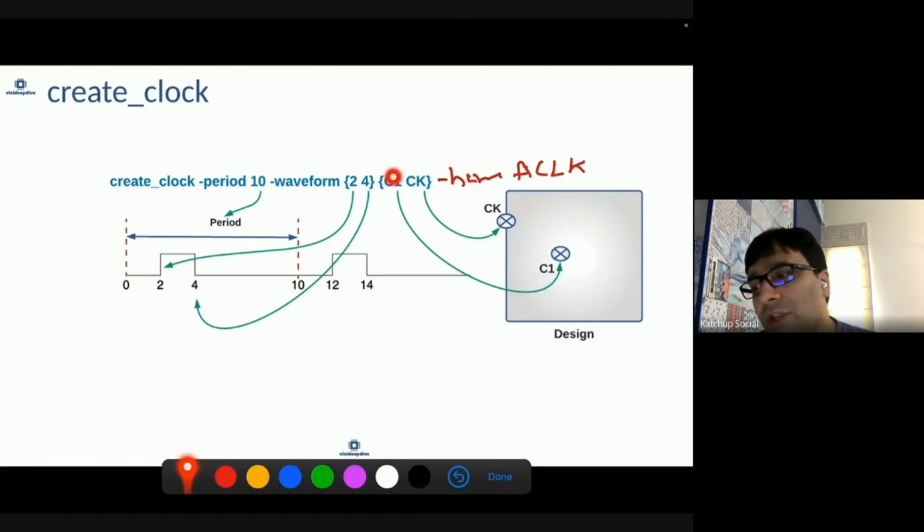The object is not mandatory. That means you don't need to attach a clock to any design object. In that case, the clock is known as a virtual clock, where you don't have any design object. It's a virtual clock. It does not attach to any design object in the design.